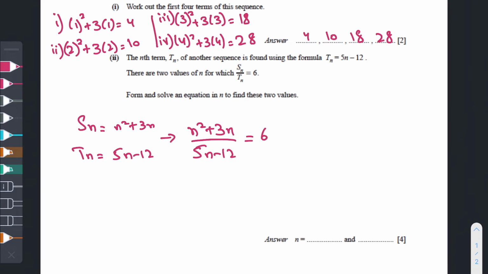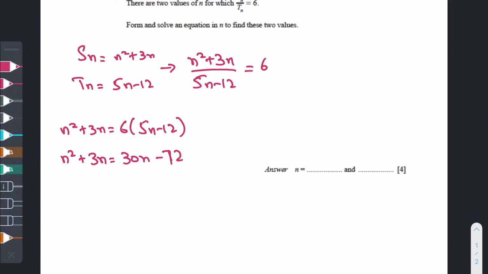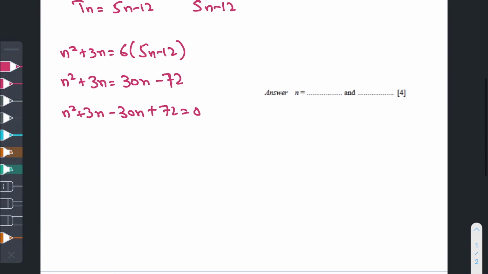Now, in order to find the values of n, you need to cross multiply this. So you write n squared plus 3n and you multiply 6 with 5n minus 12. When you do this, you get n squared plus 3n is equal to 6 5s are 30n minus 6 12s are 72. Okay, now let's bring all these values on one side of this equation. So this becomes n squared plus 3n minus 30n plus 72. This is equal to 0. If you summarize this, this becomes n squared minus 27n plus 72 is equal to 0.